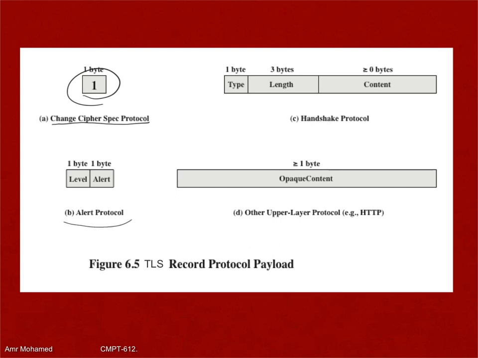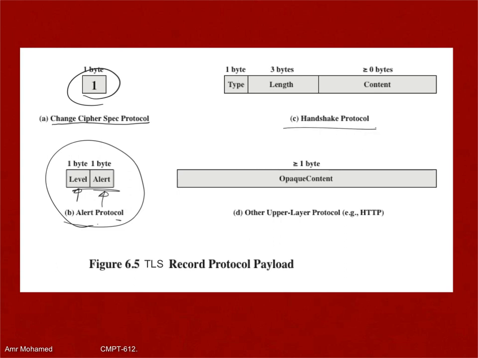Or it can be an alert protocol. We'll talk about the alert protocol. If the message content refers to the alert protocol, then the message payload would have two fields, 1 byte each. One reports the level, and the other reports the type of alert. The level is either warning or fatal, and the alert is actually a code that reports a particular alert.